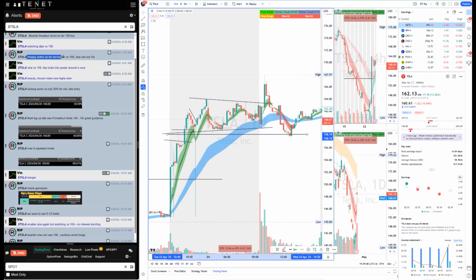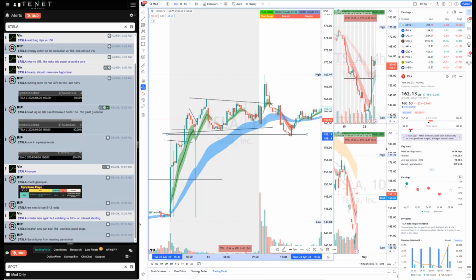So I was watching choppy action, but bullish versus 158. Then I told everybody there is a range of 158 and 164, 160, 164. Then I see the second candle holding up, and then I take the long. I was a little late. That's fine. But even on being late, I made like 100% on my calls.